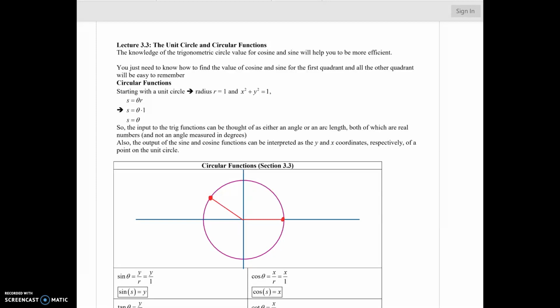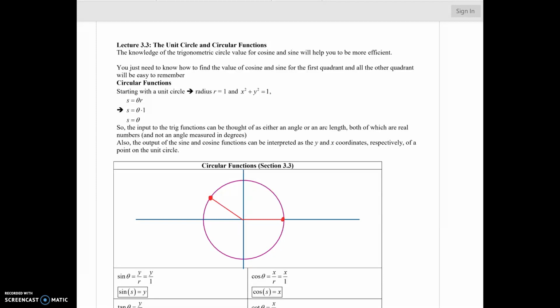So remember that a circular function starts with the unit circle, with radius r. Using the Pythagorean theorem, you get x squared plus y squared equals 1. R being equal to 1, the length of the arc will be equal to theta.